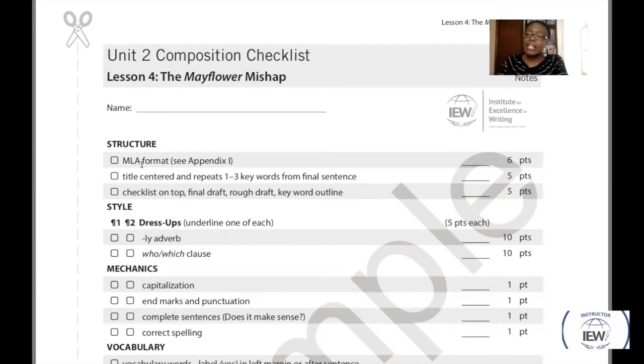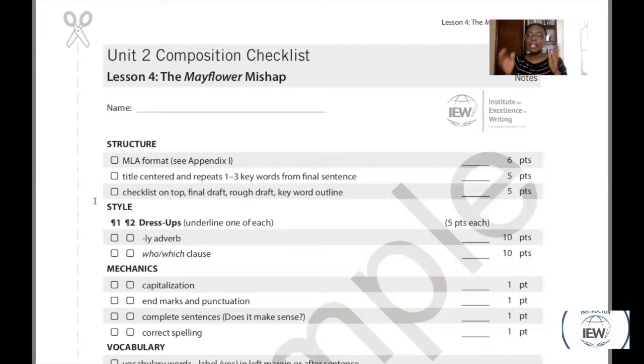The last line of the structure for this week is that they have their checklist, which is what we're looking at on the screen. They would have their final draft. They would also provide their rough draft, and they would also provide the keyword outline. This ensures that the student is following the IEW process for writing all the way through from keyword outline to final draft to checklist. If they've done that, then they would receive a full 5 points for following the whole process. The second area for the rubric is style.